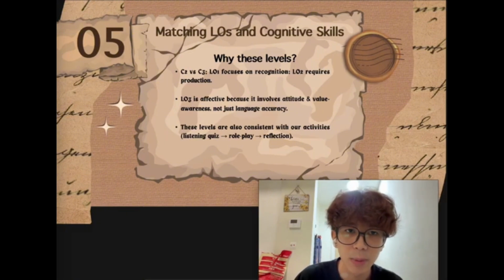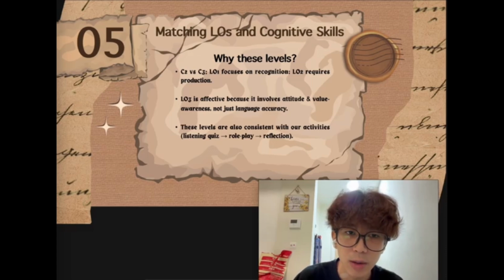RO2 is about using polite expressions in real situations, like ordering food politely in a role play. That requires applying what they've learned, which is why we choose apply. RO3 is different. It's about showing awareness of politeness, like noticing tone and giving respectful feedback. That's not just language use, it involves attitude and social awareness. So we place it in the affective domain at the responding level.